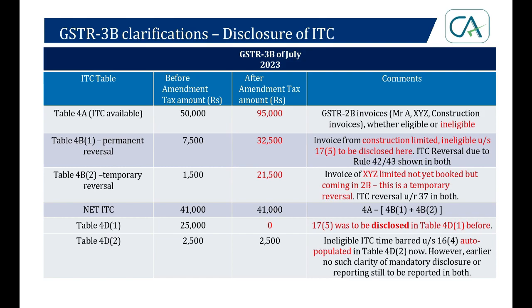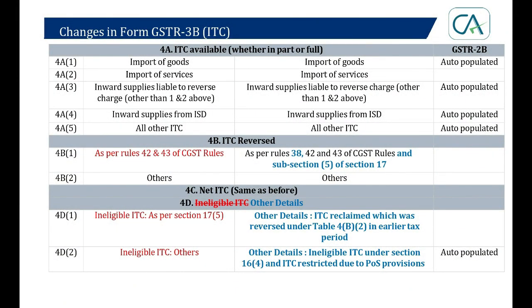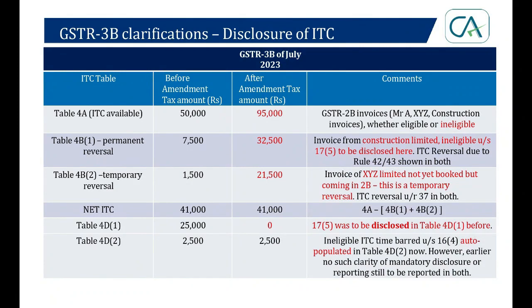Sir, even earlier we had to reverse sometime. Obviously, since 1st July 2017 till now, till July 2022, we would reverse if we were to violate your rule 37. We were to reverse, but we were to reverse it in others. If you were to see table 4B2 on the left side, it is others. So we would temporarily reverse there earlier. So it would be 1,500 there.